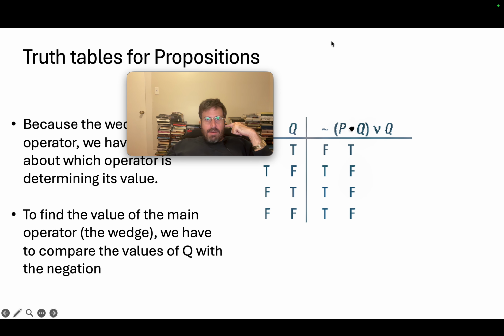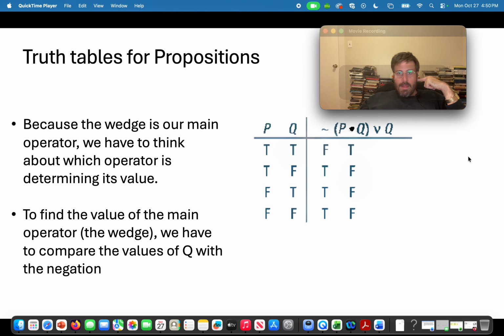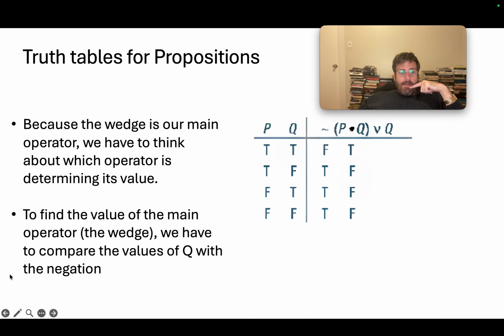So let's have a look again. This is just a recounting of what we've done. Because the wedge is our main operator, we have to think about which operator is determining the value. To define the value of the main operator, the wedge, we have to compare values of Q with negation. Right? So I think the tricky thing about this sentence was coming to see that the things to be compared were the values of tilde with the values of Q, where Q we plug in from the reference table: true, false, true, false.